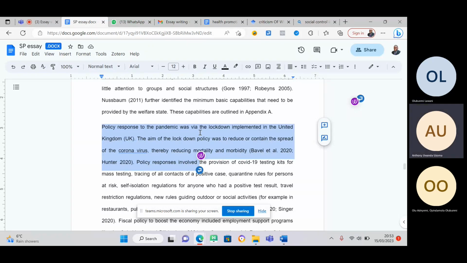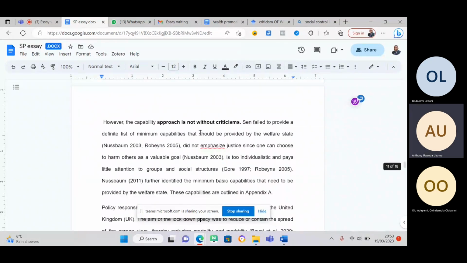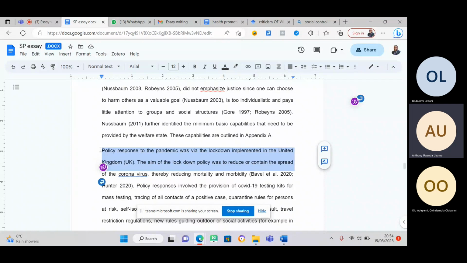So this is one way you can do it. You can do the theory first, and then follow it up with the application part. But I will show you a different way that you can do it from my health promotion essay. So now from here is the application of the capability approach to my own topic.